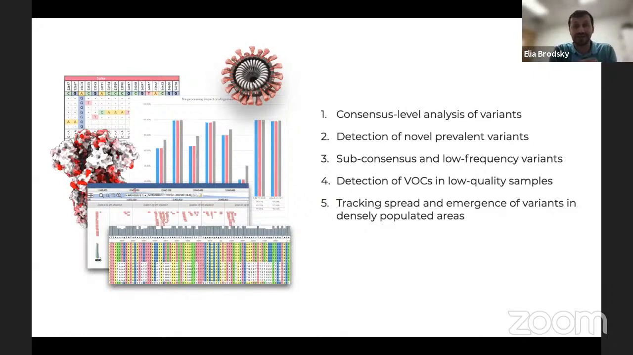We will perform consensus level analysis of variants. If you can imagine a sequencing data set with specific depth, how do you identify the consensus of where those variants are present in all of the reads or in the larger proportion of the reads? How do you detect novel and prevalent variants, which means that we will look for specific positions that have been reported and find whether those are present or not and at which proportion in given samples?